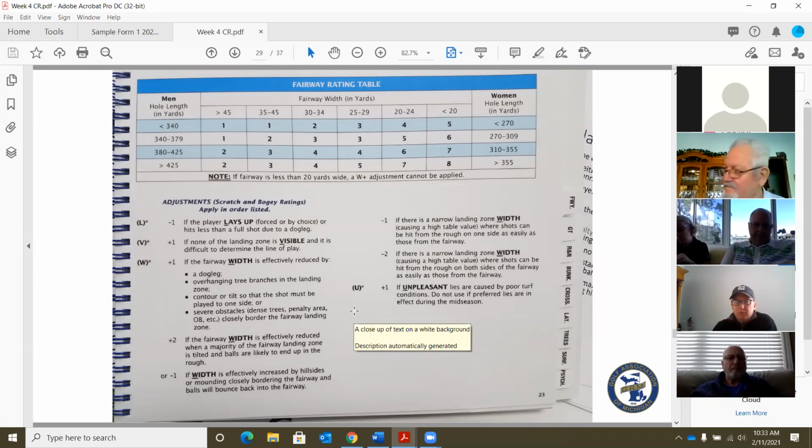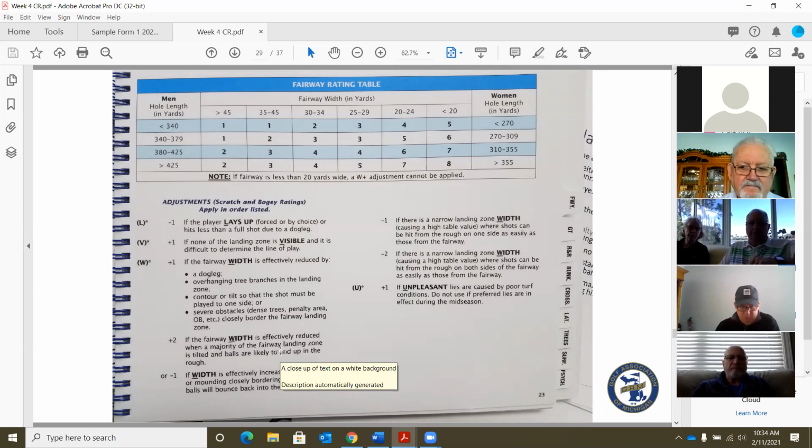Typically a W plus adjustment, we're doing that because of either overhanging tree branches, or contour that tilts the fairway and effectively makes it shorter. So you might have a fairway that's tilted like such, and yeah, when you measure it, it might be from here to here, but when you hit it here, it goes here. And when you hit it here, it goes here. So your effective length is actually less, which is why you're doing a plus adjustment, because we're making the number higher. And then if the fairway width is effectively reduced when a majority of the fairway landing zone is tilted and balls are likely to end up in the rough, then we'll have a +2 adjustment. There's not a ton of courses that have this, but there are some. That's where we deal with a fairly significant tilt.